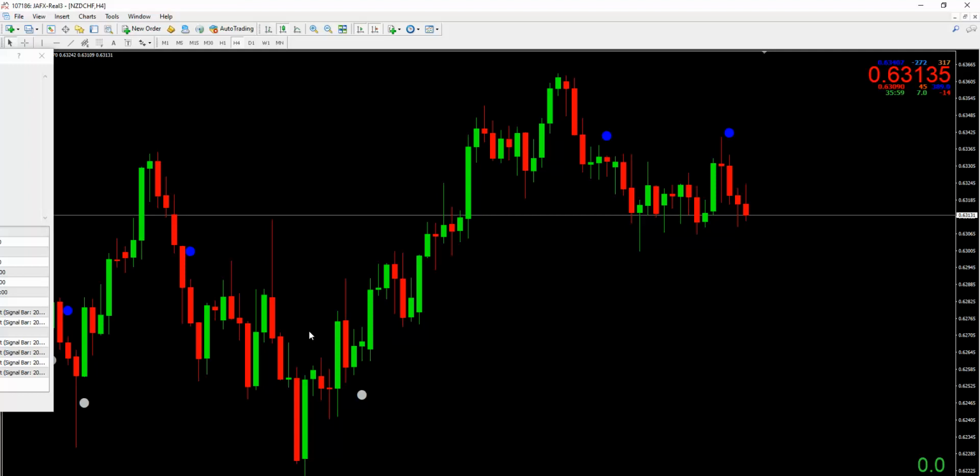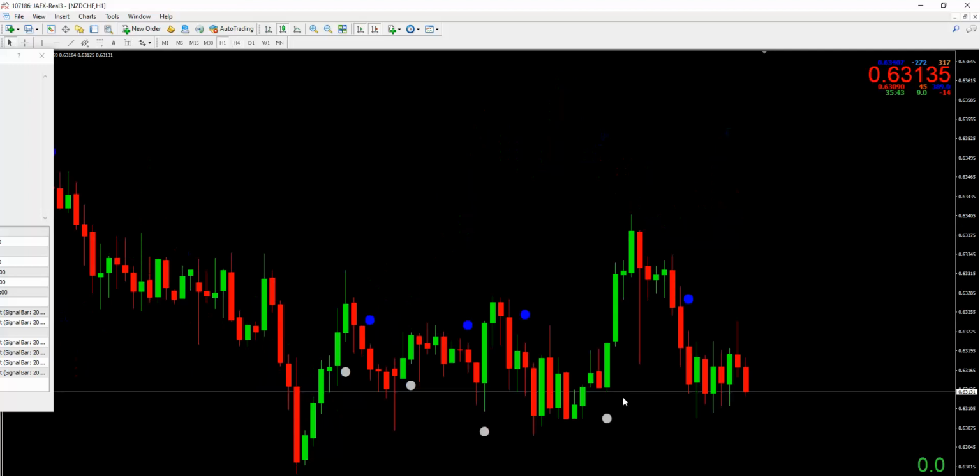Now look at this. If you wanted to combine it, what you would do is go here and draw an equidistant channel, or you go to Insert on your MT4, go to Channels, Equidistant Channel. Now see what happens. An equidistant channel basically gives you two trend lines, as it were. So let's pick it up from here.